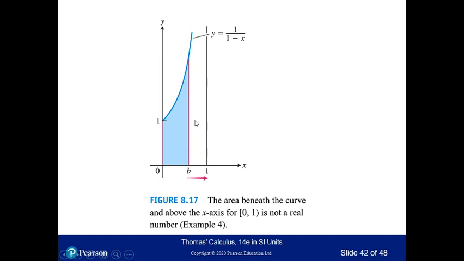Let's look at this example. This function, as x approaches 1 from the left, is going to go to infinity. Look, so we have an infinite region in here. So we fix a point b that's close to 1, and we calculate this integral, and then we take the limit as b goes to 1 from the left.